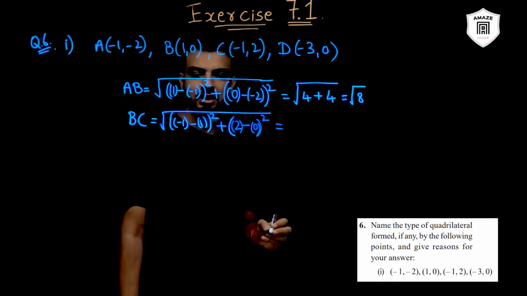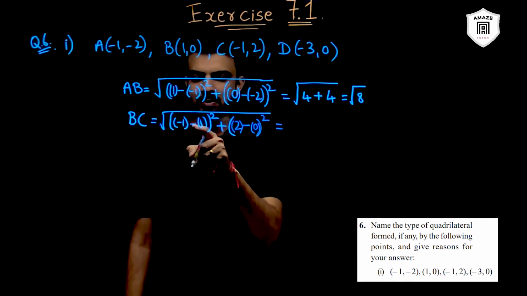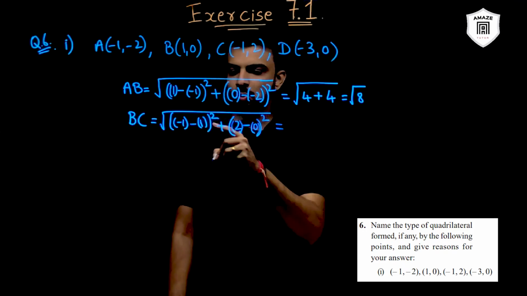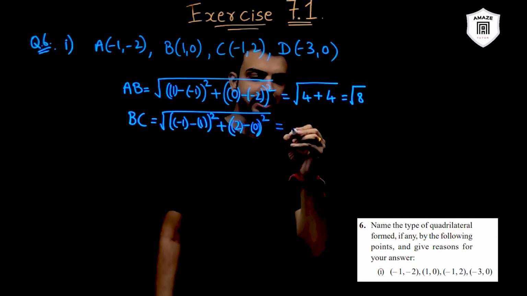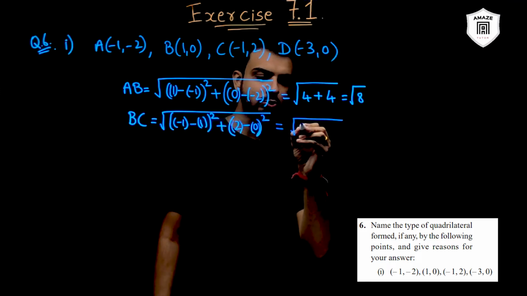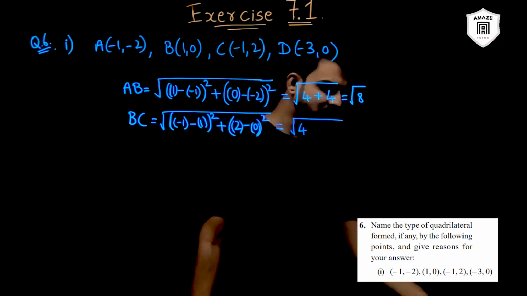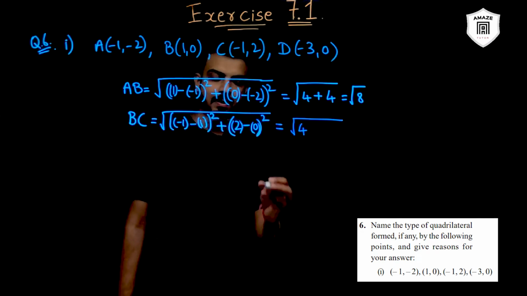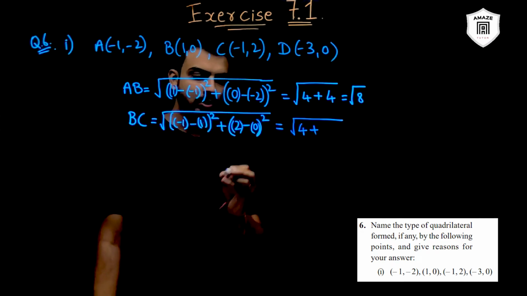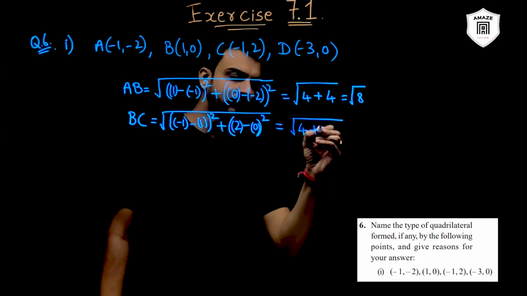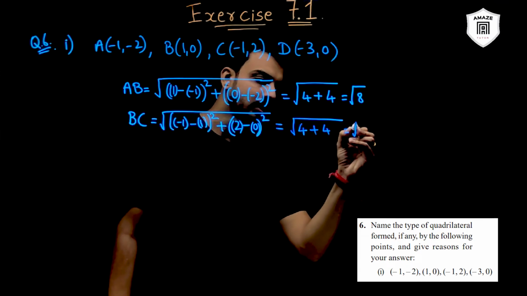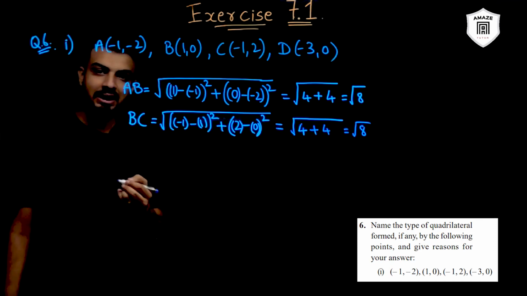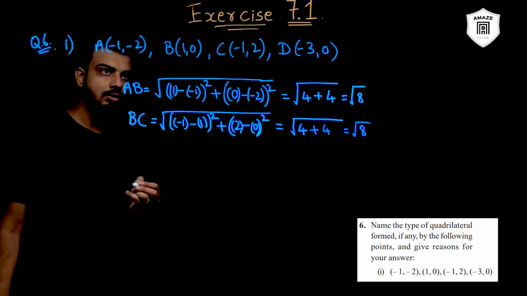So here we are getting -1 minus 1. What is -1 minus 1? It's -2. -2 square is 4, right? Because 2 square is also 4 and -2 square is also 4. -2 into -2, which is plus 4, right? Okay, so we are getting 4 here plus 2 minus 0 is 2 and 2 square is 4. So we are getting again 4 plus 4, root 8. So that means AB and BC are equal sides, right, in the quadrilateral.